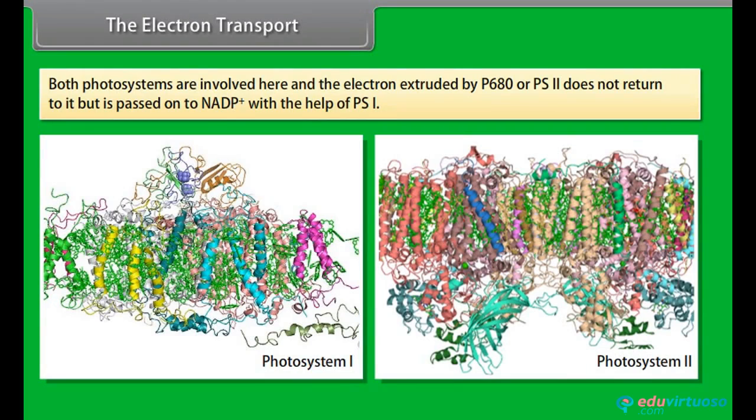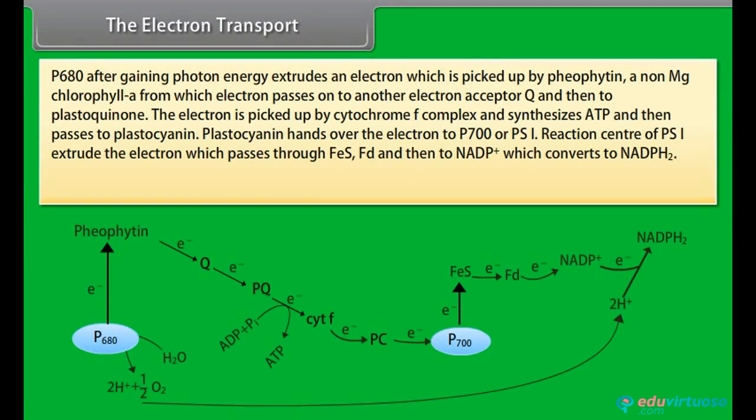The electron transport. Both photosystems are involved here and the electron extruded by P680 or PS2 does not return to it but is passed on to NADP+ with the help of PS1. P680, after gaining photon energy, extrudes an electron which is picked up by pheophytin, a non-Mg chlorophyll A, from which the electron passes on to another electron acceptor Q and then to plastoquinone. The electron is picked up by cytochrome F complex and synthesizes ATP and then passes to plastocyanin. Plastocyanin hands over the electron to P700 or PS1.